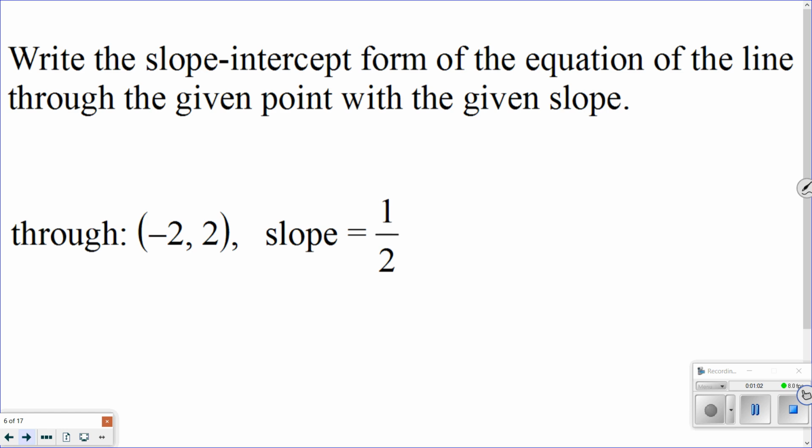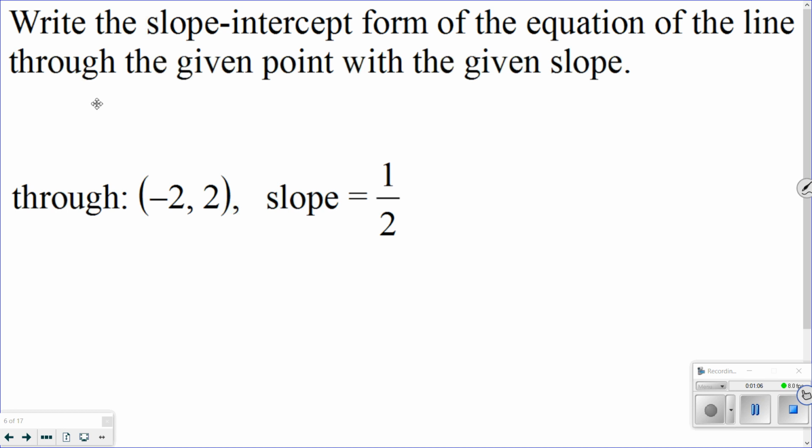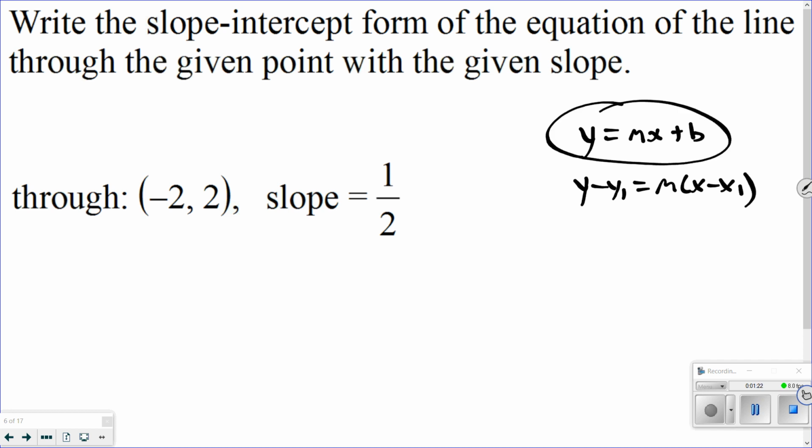Let's just do one quick example that goes with that. So this says, write the slope-intercept form of the equation that passes through the given point and has the given slope. So my two choices are y equals mx plus b, and y minus y1 equals m times x minus x1. This is the one I prefer, but I have to know the y-intercept. This point is not the y-intercept, so we can't use that one. So we're going to use point slope instead.